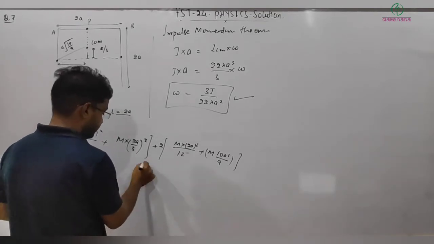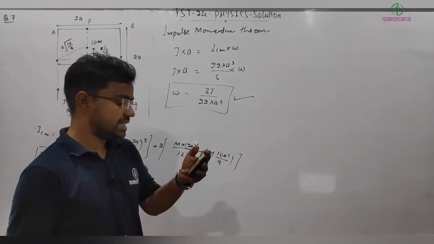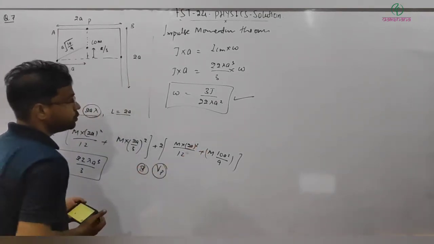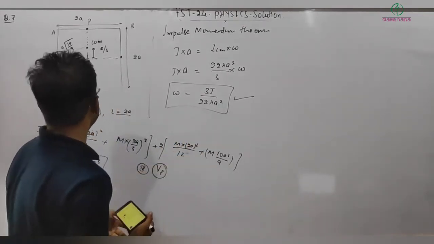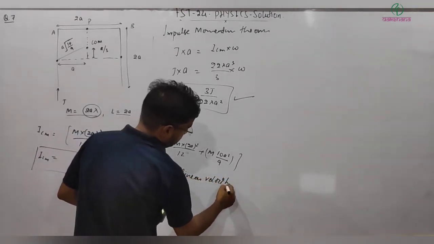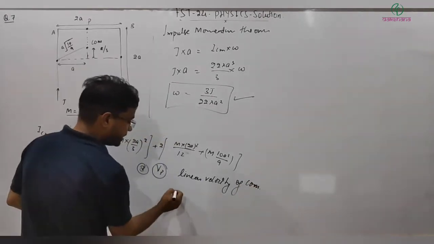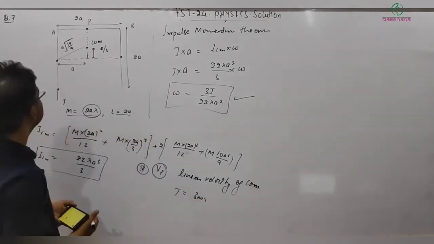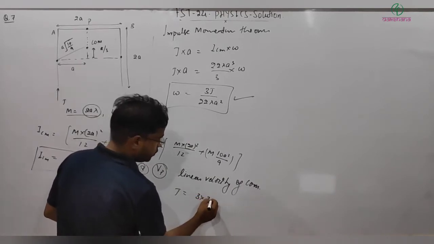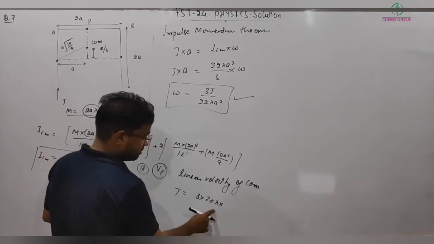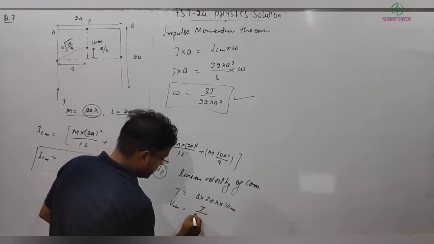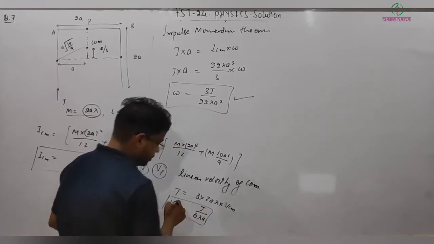Next, question number 8: the velocity of point P just after the impulse is. So we got the angular velocity. What will be the linear velocity of the center of mass? J is equal to the total mass, that is 3 multiplied by the mass of rod 2a lambda, multiplied by V_CM. So we are getting V_CM is equal to J divided by 6 lambda a. This is the velocity of the center of mass.